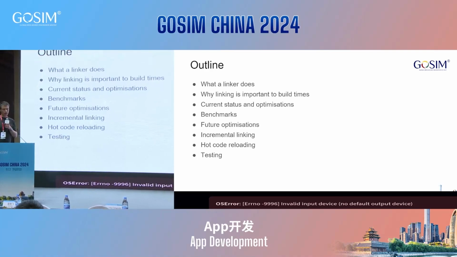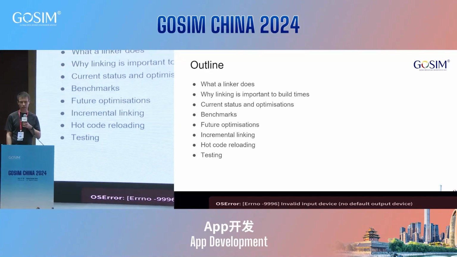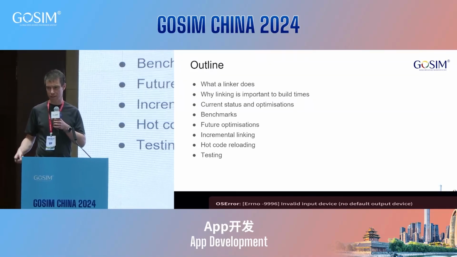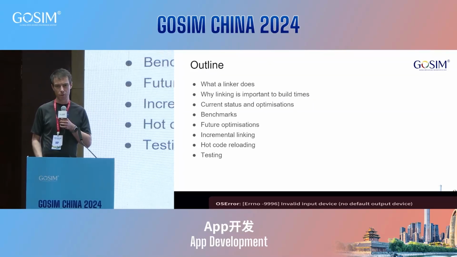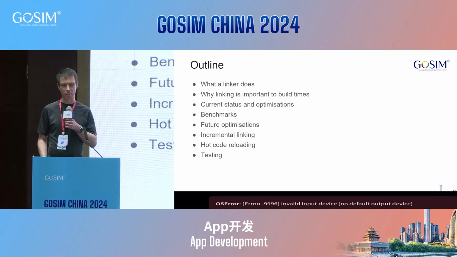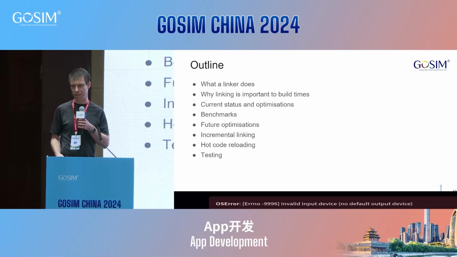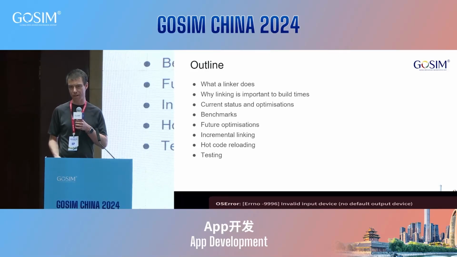So I'll start by giving a high-level overview of what a linker does. I'll talk about some of the interesting things that linkers need to deal with, just a small sample of them. I'll talk about why linking is important to build times. I'll then go over the current status of the linker that I've been writing and some of the optimizations that I've implemented in order to make it as fast as possible. I'll then go over some benchmarks for the current performance of the linker, talk about my plans for future optimizations, my plans for incremental linking and hot code reloading, and then I'll finish by talking about my approach to testing the linker.